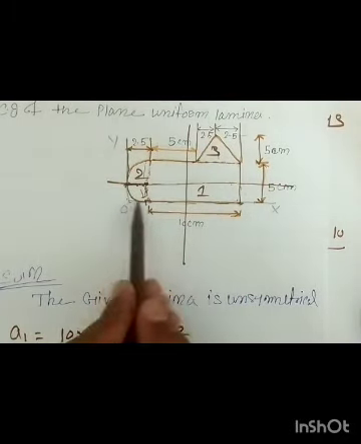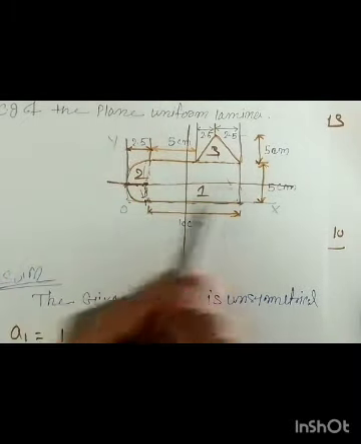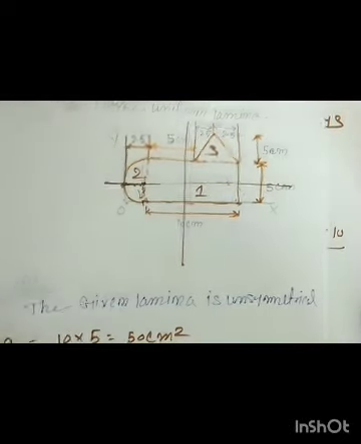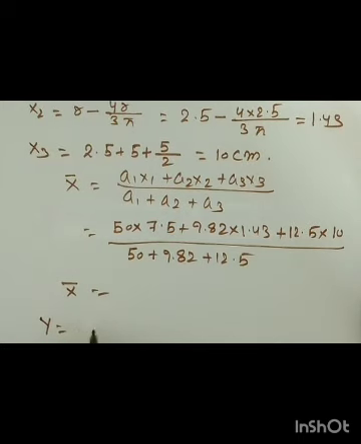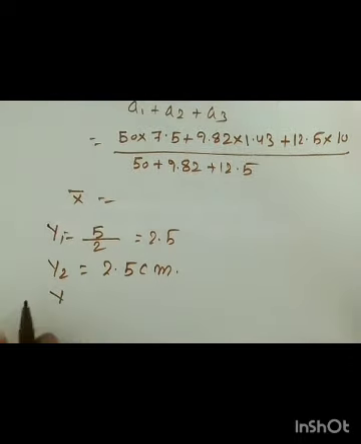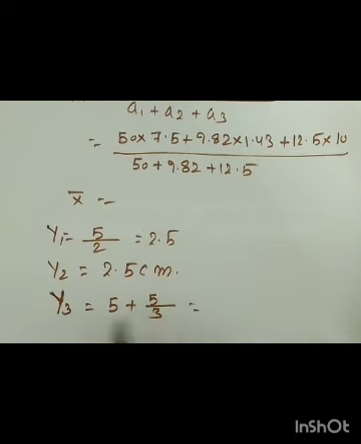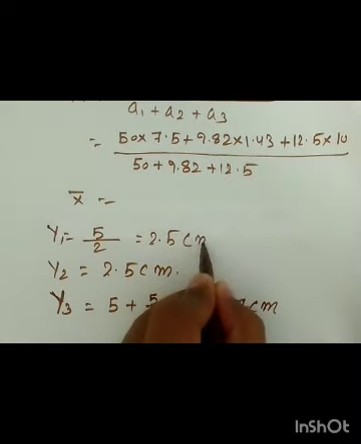But at what distance? The triangle is located at a distance of 5 centimeter from the OX axis. Why? Because for the vertical coordinate you have to choose the reference as OX, right? So now y1 is equal to 5 by 2, which is 2.5. y2 is equal to the radius, which is 2.5 centimeter itself. And y3 is equal to 5 plus 5 by 3, that is h by 3. So 5 plus 5 by 3 means 6.67 centimeter.